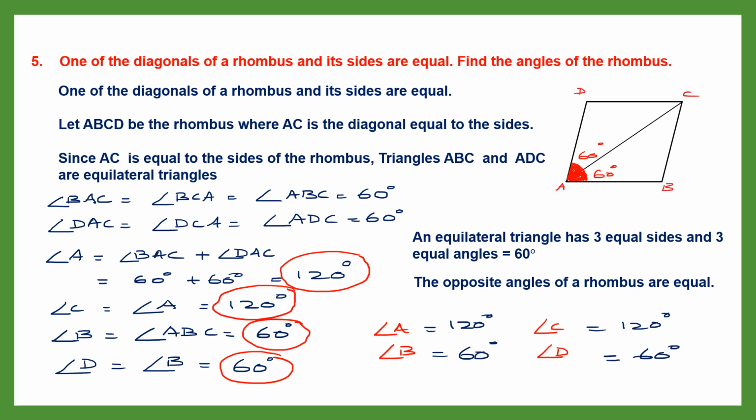So we have found all four angles. You can also check your answer using the property that the sum of interior angles of a quadrilateral is 360 degrees. So add up all the angles and see whether you get 360 degrees.